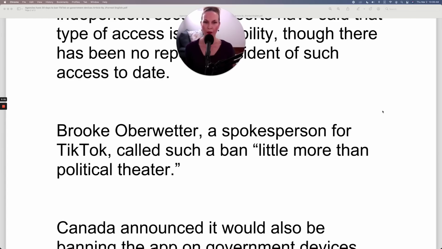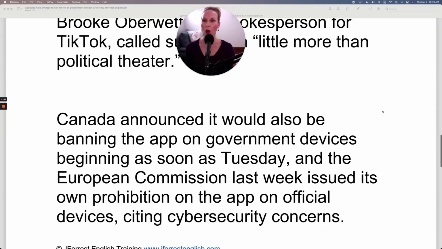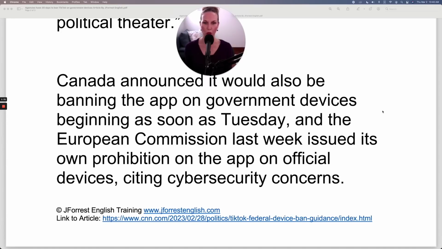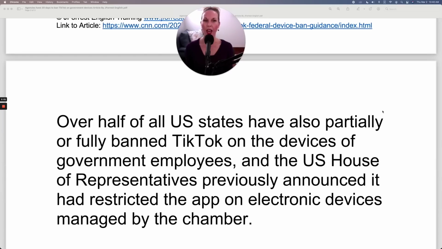Brooke Oberwetter, a spokesperson for TikTok, called such a ban little more than political theater. Canada announced it would also be banning the app on government devices beginning as soon as Tuesday. And the European Commission last week issued its own prohibition on the app on official devices, citing cybersecurity concerns. Over half of all U.S. states have also partially or fully banned TikTok on the devices of government employees, and the U.S. House of Representatives previously announced it had restricted the app on electronic devices managed by the chamber.